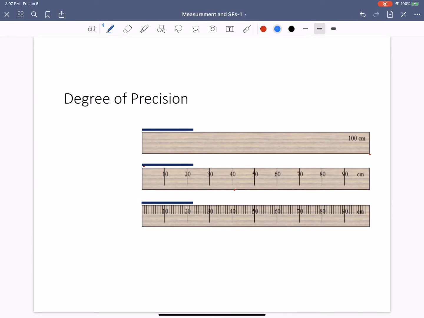Okay, so degree of precision. Here I have an object, and I'm going to make the assumption that these 3 objects are the same length. We're just measuring them with 3 different tools. And the first tool does not have a lot of lines. The first tool measures between 0 and 100, and I see that it's less than 100. So I'm going to start with a 0.